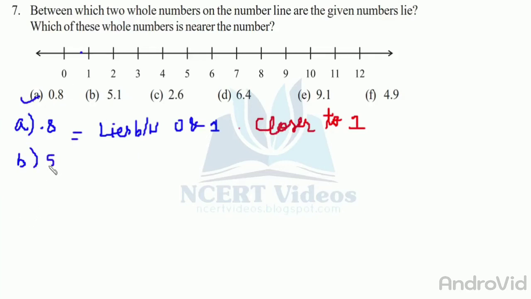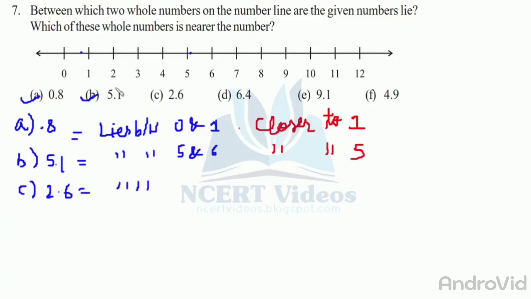5.1 lies between 5 and 6. You can see 5.1 would be closer to 5 because it is only 0.1 distance apart from 5. So it lies between 5 and 6, and it is closer to 5. Now 2.6 lies between 2 and 3, closer to 3.